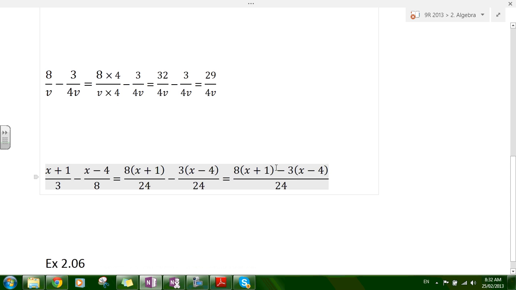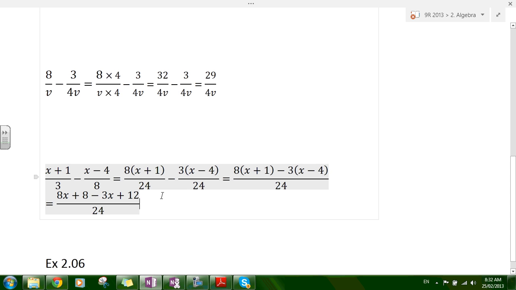Okay, so then the next thing I need to do is expand out the brackets and then simplify the expression. So that's going to be equal to 8x, let's expand it out, 8 times x is 8x, plus 8, that's 8 times 1, minus 3x, which is minus 3 times x, and then plus 12. That's minus 3 times minus 4. I have to put all of that over 24.